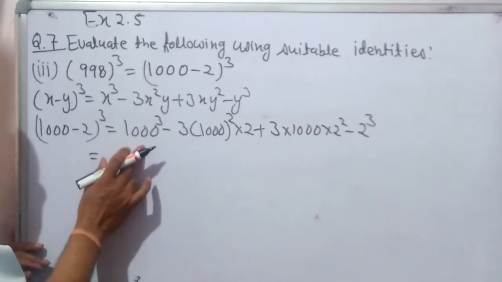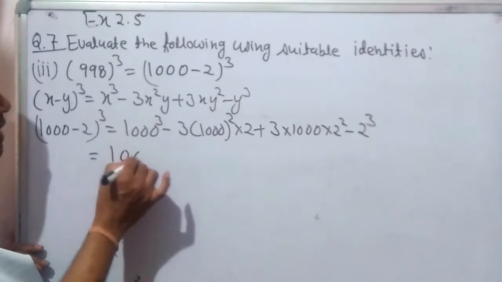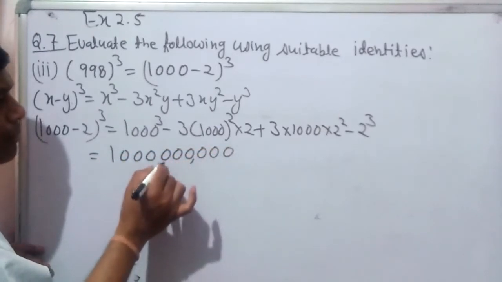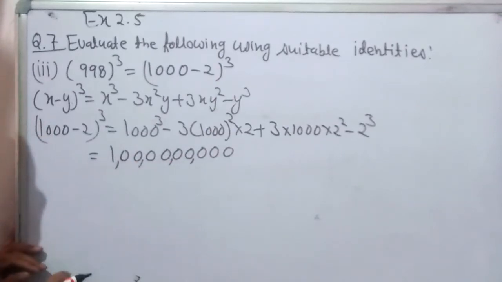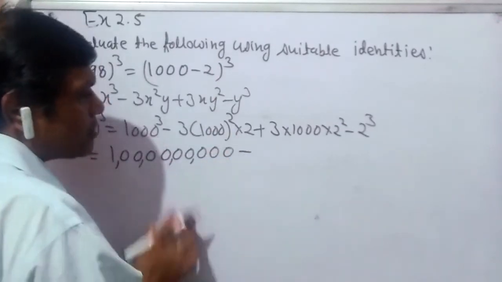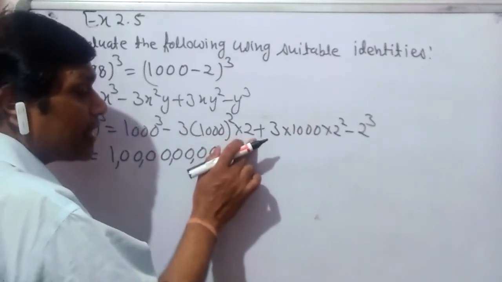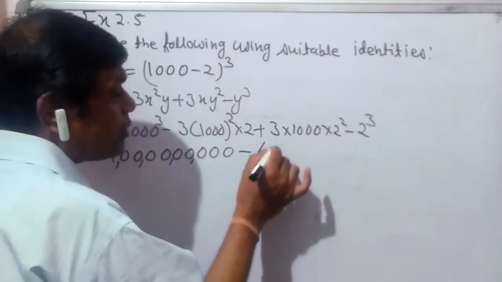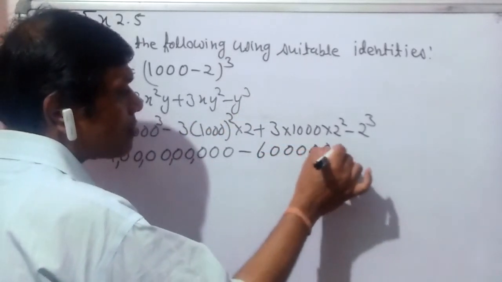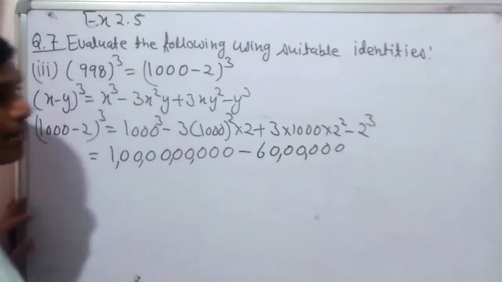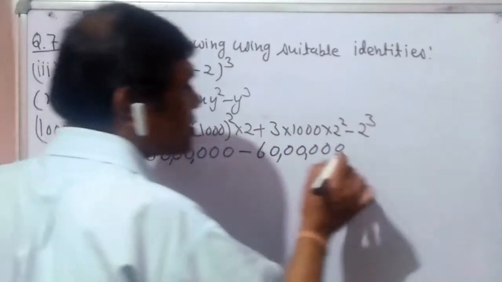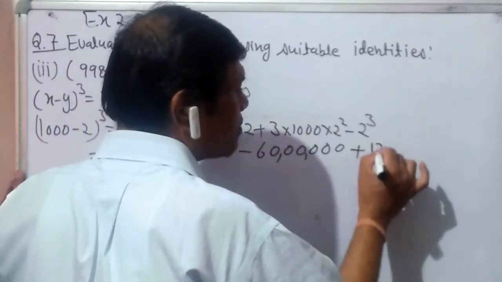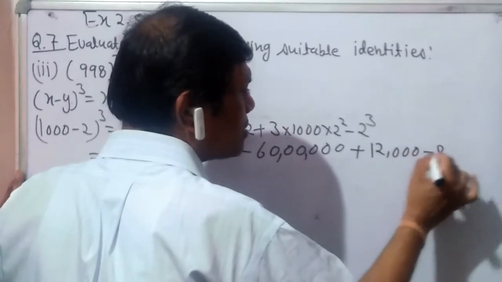Operate the squares and the cubes. 1000 cube means 9 zeros. Put commas as per national system. Minus 3 into 2 is 6. 1000 square means 6 zeros. Right? Plus 3 into 4, 12,000, minus 8.